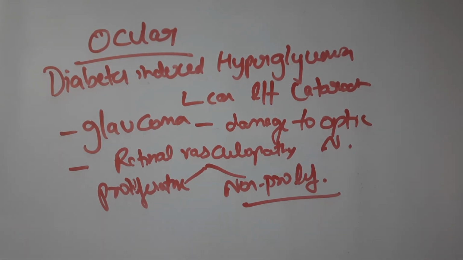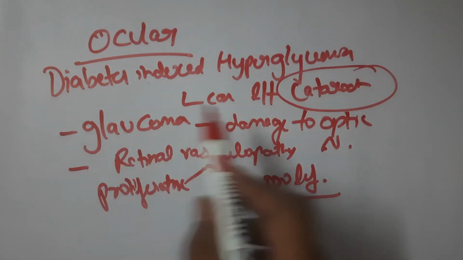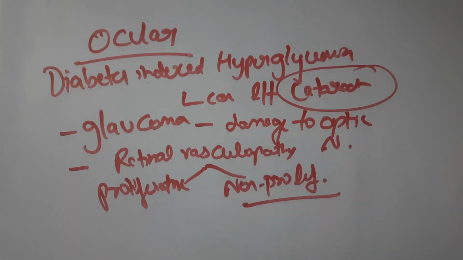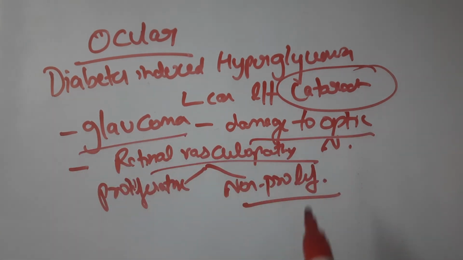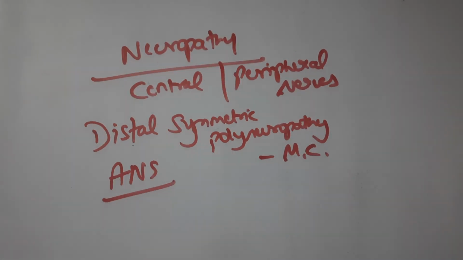Now, in brief, you will see the diabetic ocular complications, which could be cataract. Diabetes-induced hyperglycemia can lead to cataract. Could be glaucoma, which can lead to optic nerve damage. Could be retinal vasculopathy, which could be proliferative or non-proliferative vasculopathy. So these are the ocular complications.